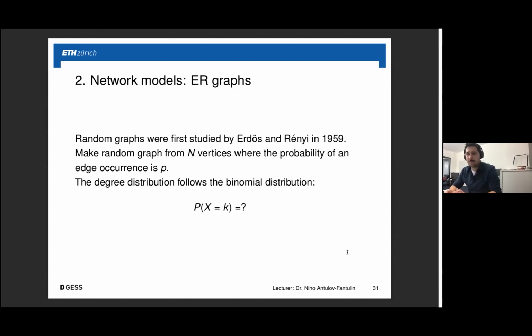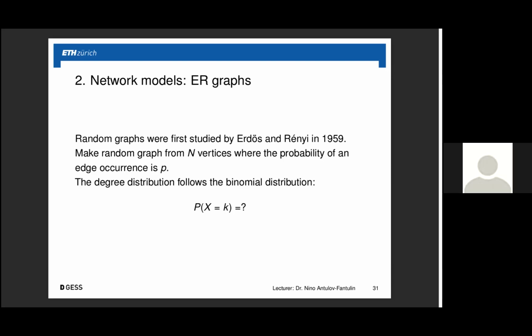Do you know how you calculate this degree distribution? Binomial, yes, but binomial is written here. Can you maybe unmute yourself and try to give a formula for the binomial distribution, from first principles understanding?